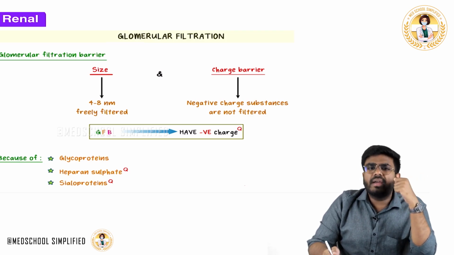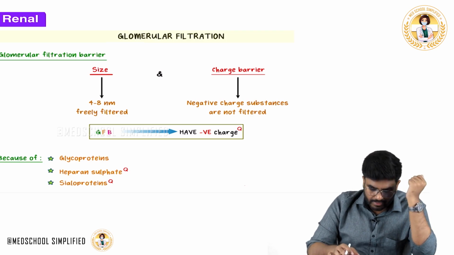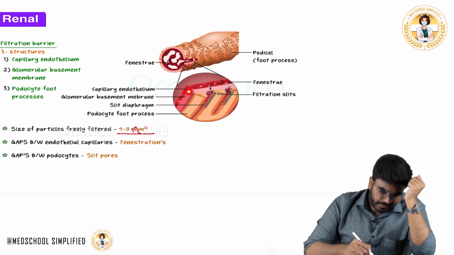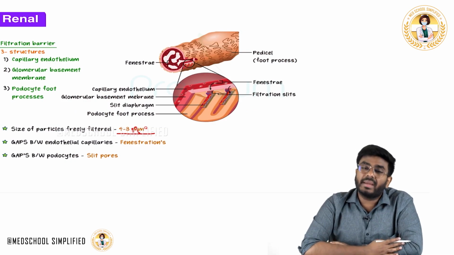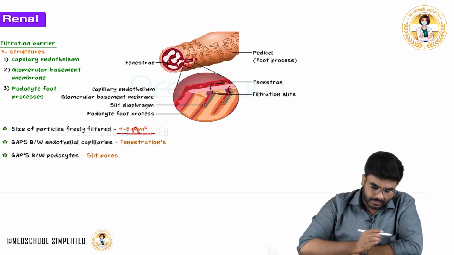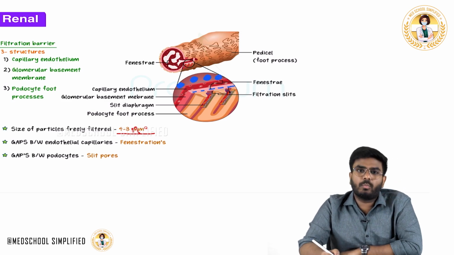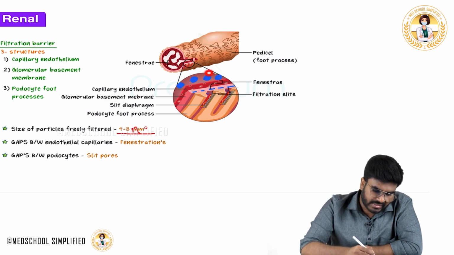Now, why are negative charge substances not getting filtered? Look here, guys. This filtration barrier by itself has a negative charge. Now here is a negatively charged substance, for example plasma proteins. The plasma protein I am taking as an example is albumin.